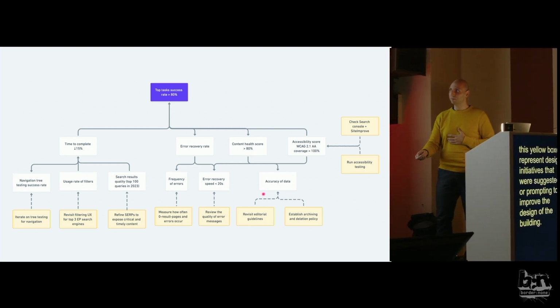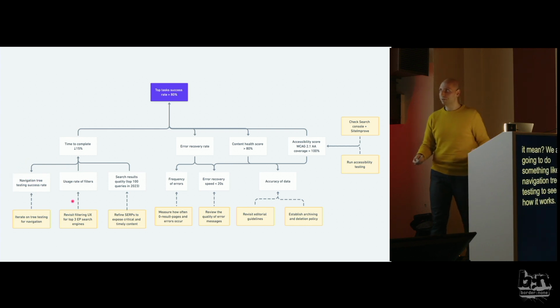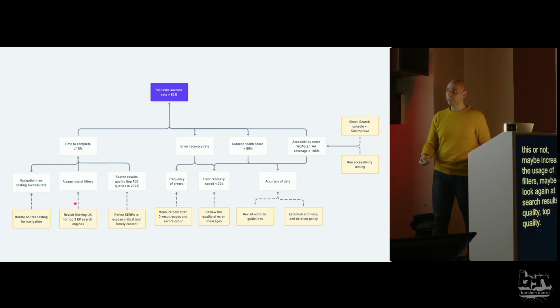And then you go down, right? If you want to improve time to complete, what does it mean? Well, we need to do something like a navigation tree testing to see if people are actually successful with it or not. Maybe increase the usage of filters. Maybe look again at search results quality, top 100 queries in 2023, right? And these are then the initiatives that we're going to take in order to get this done or improved, right?